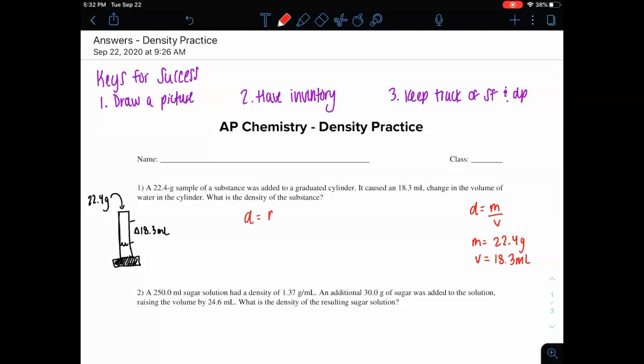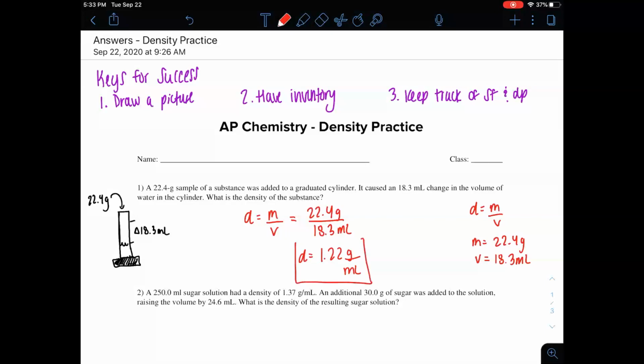When I go to plug into my equation, density equals mass over volume, I simply plug in 22.4 grams over 18.3 milliliters. When I plug this into my calculator, density equals 1.22 grams per milliliter. That is going to be my final answer for that.